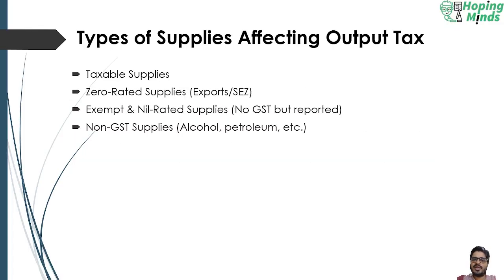Next, type of supplies affecting output tax. So although all the supplies executed during the reporting period has to be declared in GSTR 3B return, all the supplies made during the month does not affect the output tax liabilities. Say the taxable supplies, that is B2B supplies or B2C supplies, then interstate or intrastate supplies of goods or services that attract certain GST rates do affect the output tax liability. But supplies like exempt or nil rated supplies are disclosed in the GSTR 3B return, but they do not affect the ultimate tax liability. Also, like nil rated or non-GST supplies, alcohol, petroleum, etc., such supplies do not affect the ultimate output tax liability.